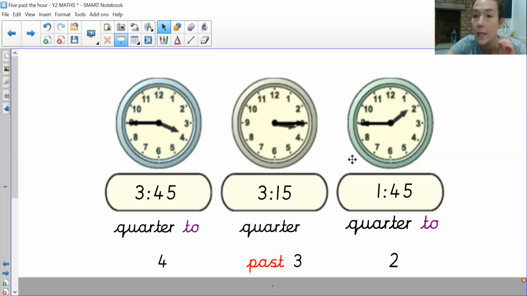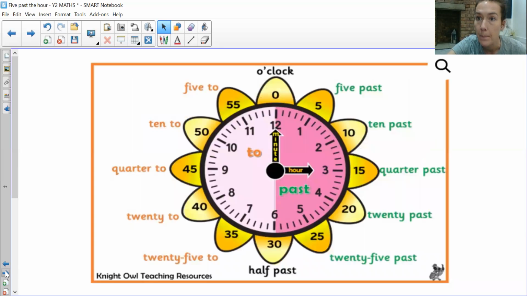Okay, so that's just a quick recap on what we have been learning about. However, we are moving on today. Your objective today, we're going to look at minutes 5 past the hour. I'm going to explain that in a bit more detail now. I want us to start by just having a look at this together.